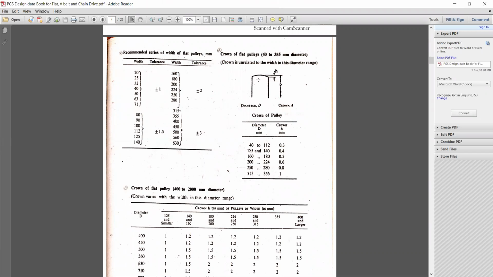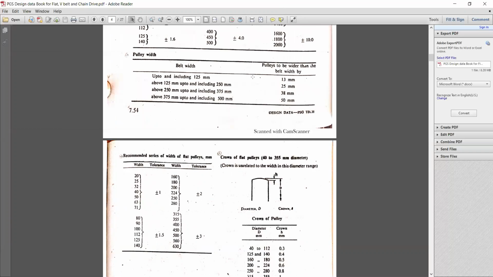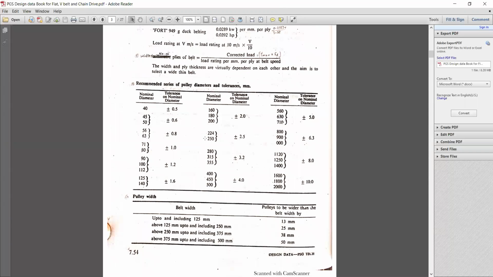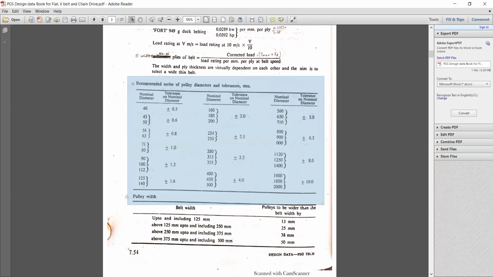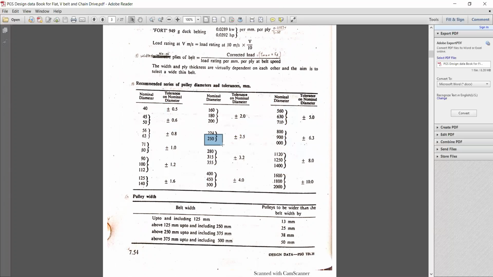Okay, so that's why, and to better grip, we are using such crown type of pulleys. Standard diameters are given. We have a calculated value of 251.995. When we select recommended diameters with the tolerances, the nearer value is 250. So that's why we are selecting 250 mm.